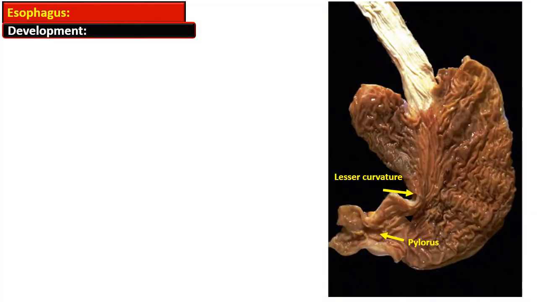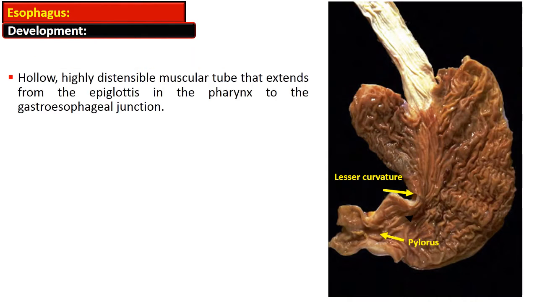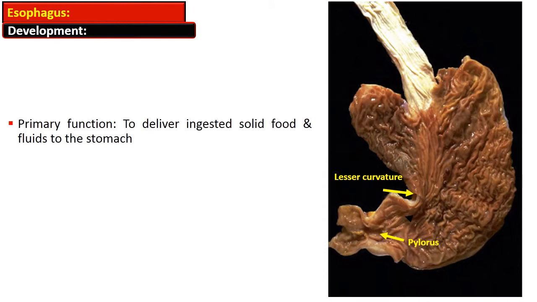The esophagus develops from the cranial portion of the foregut and is recognizable by the 3rd week of gestation. It is a hollow, distendable muscular tube that extends from the epiglottis and the pharynx to the gastroesophageal junction. The gastroesophageal junction has the lower esophageal sphincter, whose physiological function is to maintain the muscle tone.